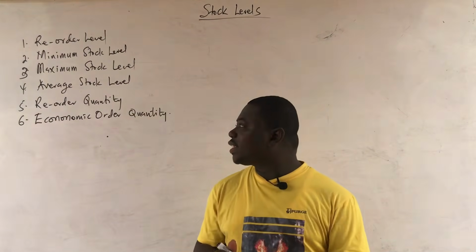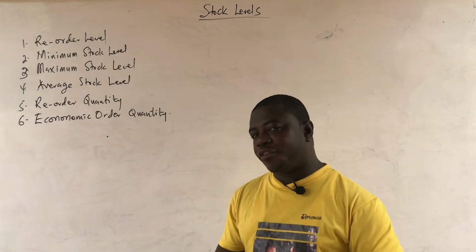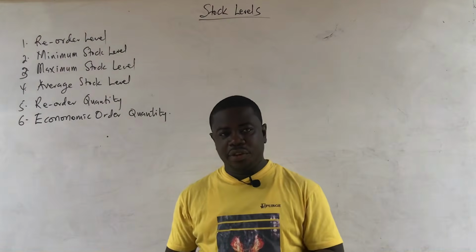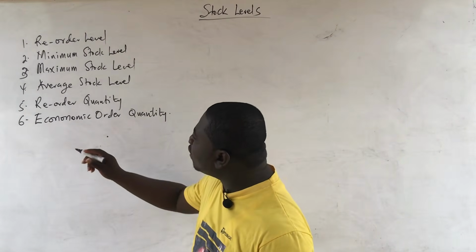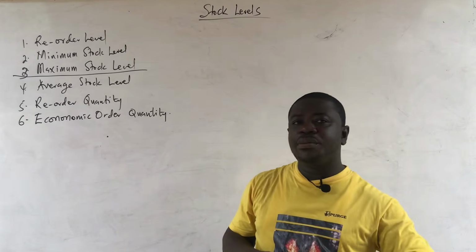Okay, so like I said, before we understand fixing these levels very well, we are going to look at the formulas and how to calculate for these. But what we have to first understand is the main three that are written. Okay, the first three, the reorder level and the minimum stock level.